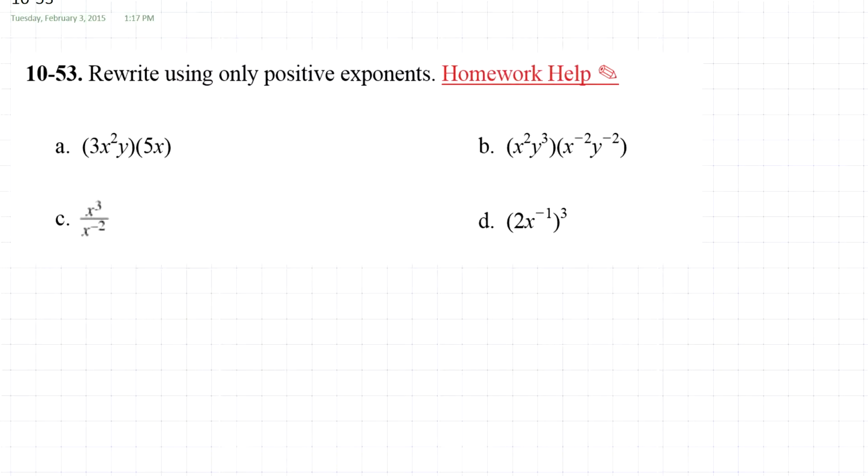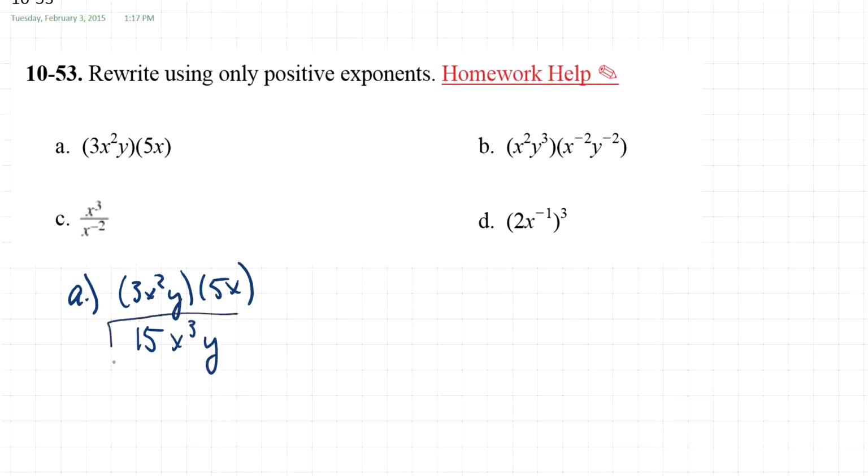Alright, 10-53, it says rewrite using only positive exponents. So we have 3x squared y times 5x. I like to take the numbers and multiply, so that gives you 15. X squared times x is x cubed, and there's no y. So that is my answer simplified.